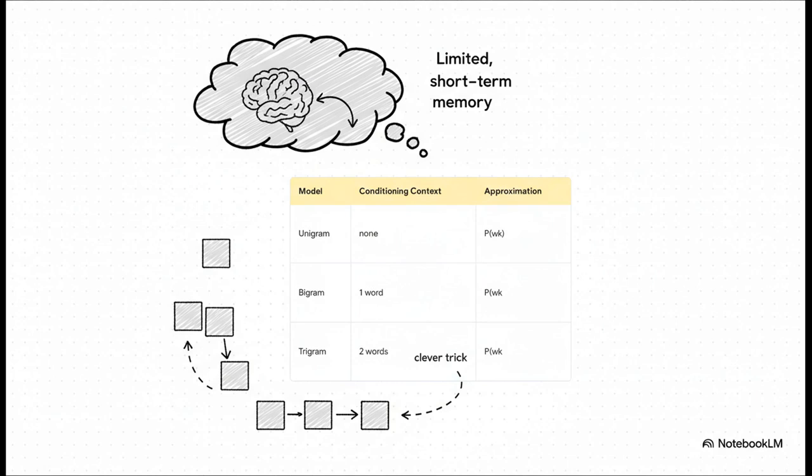Now think about it. To perfectly predict the next word, a model would need to remember every single word that came before it. That's just computationally impossible. So the pioneers of NLP came up with this really clever shortcut called the Markov assumption. It's basically like giving the model a very short-term memory. Instead of looking at the whole sentence, a bigram just looks at the one word before it. A trigram looks at the previous two. It's this brilliant little hack that makes the whole thing work in the real world.